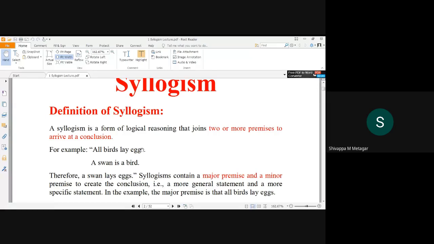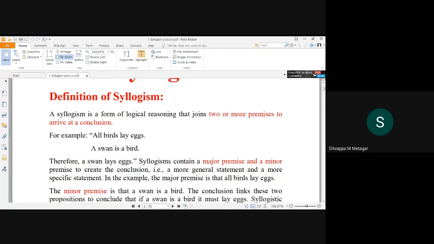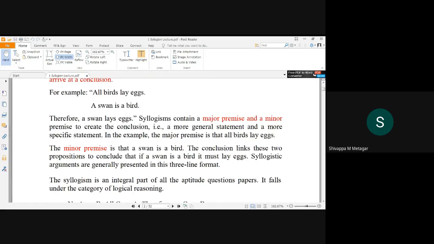Syllogism is a form of logical reasoning that joins two or more premises to arrive at a conclusion. Here, we have to join two or more premises to arrive at a conclusion. The example they have given: all birds lay eggs, a swan is a bird. These two are the premises. We have to join them and come to the conclusion. Therefore, the swan lays eggs.